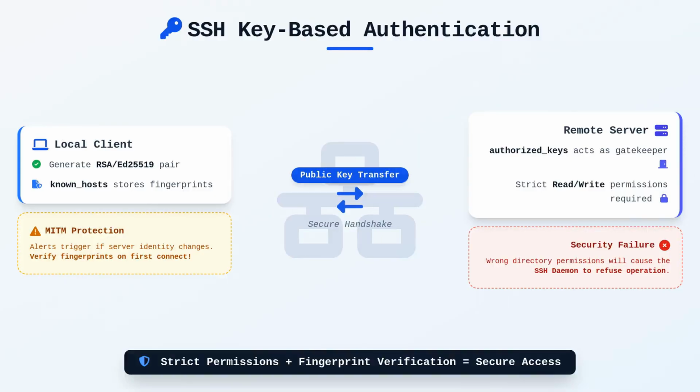Concurrently, your local client uses a known_hosts file to store the identity fingerprints of servers you have connected to previously. This mechanism prevents man-in-the-middle attacks by warning you if the server's identity signature changes unexpectedly during a connection attempt. Always verify these fingerprints upon your initial connection to a new host to ensure you are connecting to the legitimate target.